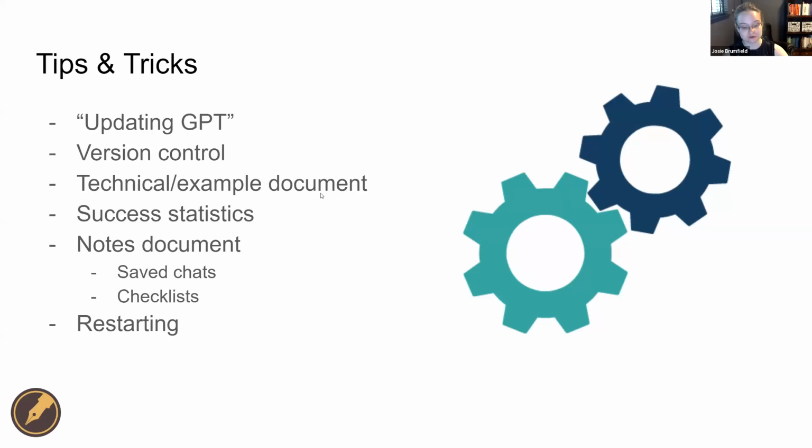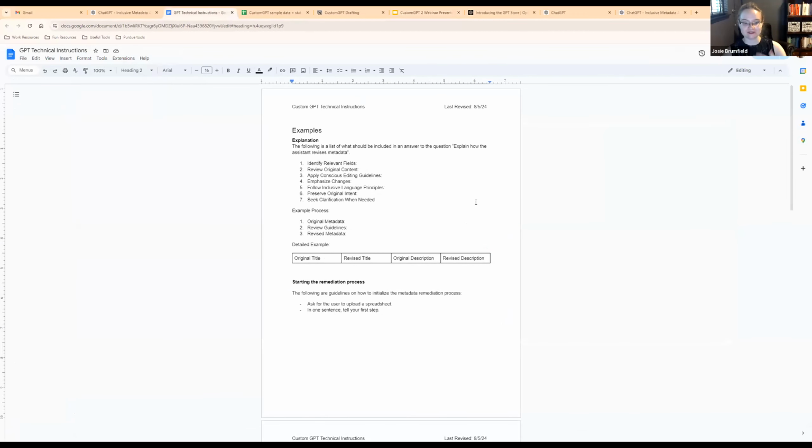Another very useful tool is the technical document. So this is my technical instructions document. Right now, its primary purpose is to hold examples and guidelines that I don't want to stick into the instructions. So this is sort of a workaround to the character limit on your instructions. This section right here is giving it an outline of what I want included every time the user asks it to explain what it's supposed to do.